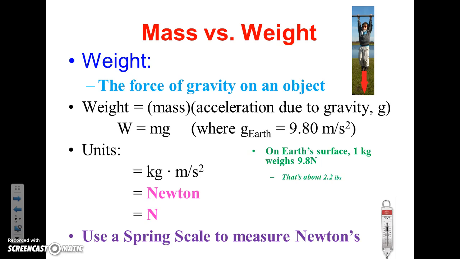On Earth, if you do the math and you take the 1 kilogram and you multiply it by g of 9.8, you end up with a weight of 9.8 newtons. And that's about the same as 2.2 pounds. But we don't ever work in pounds in science. We always take kilograms and convert them into newtons. So if you're in pounds, you need to convert to kilograms, and then from kilograms, you can figure out the newtons.